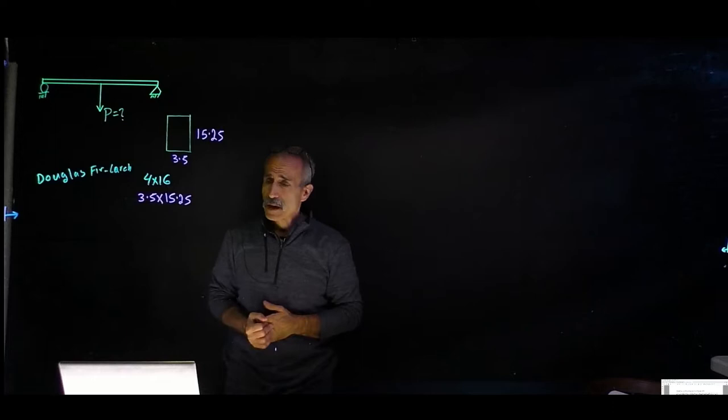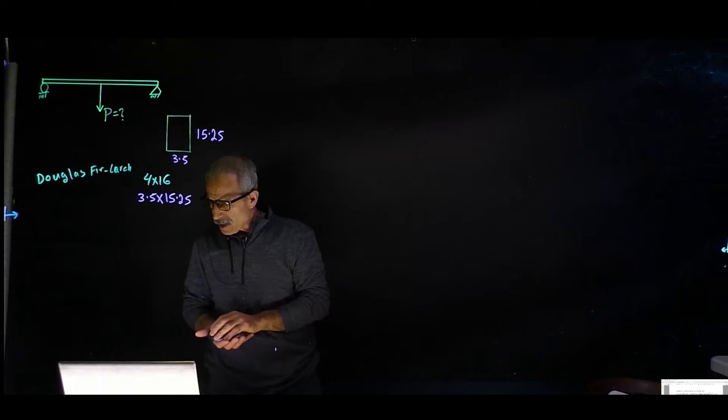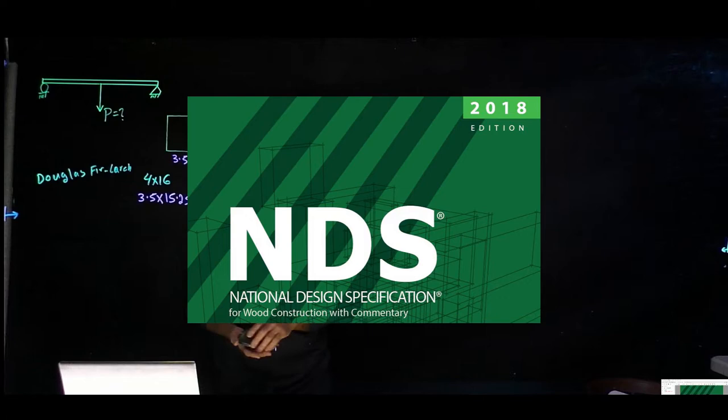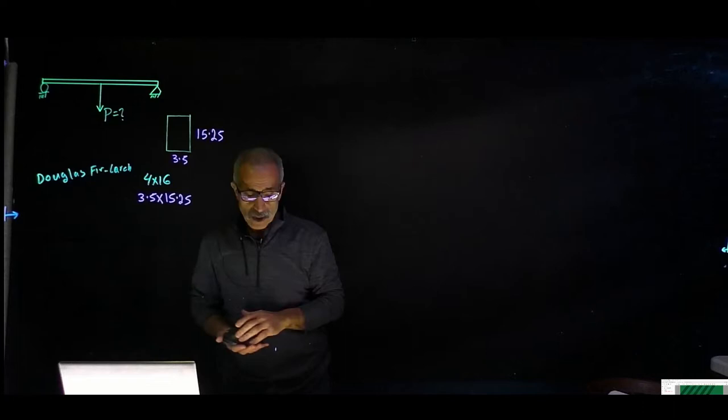And what we're going to do is use the code book. Let me bring it up here. The code we're going to use is the National Design Specification for Wood Construction. And from there, we can get all the properties for this timber that we have. So let's get to work.